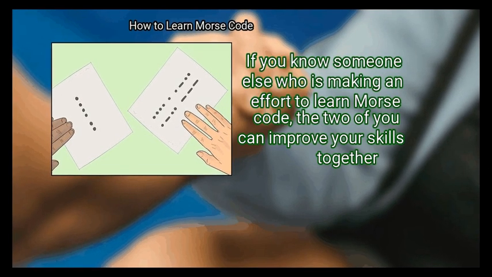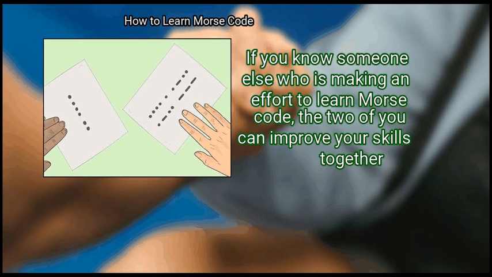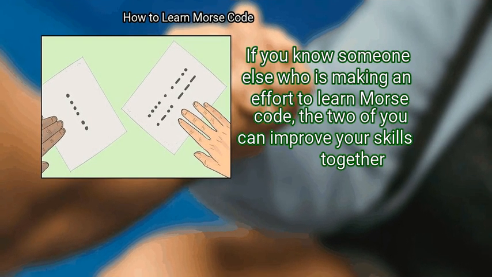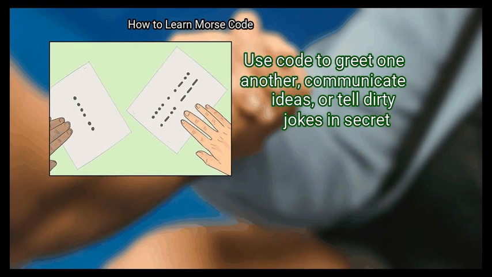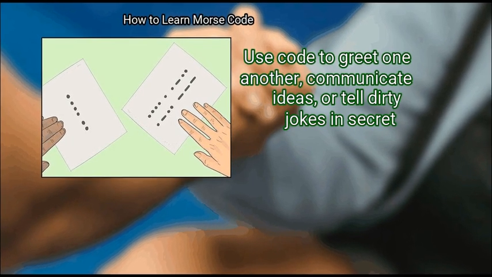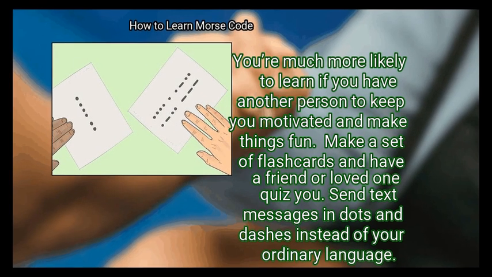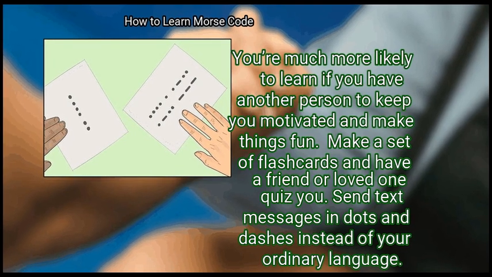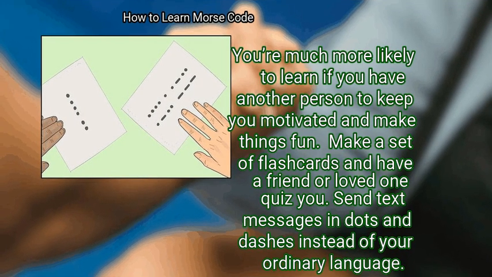If you know someone else who is making an effort to learn Morse code, the two of you can improve your skills together. Use code to greet one another, communicate ideas, or tell dirty jokes in secret. You're much more likely to learn if you have another person to keep you motivated and make things fun. Make a set of flashcards and have a friend or loved one quiz you. Send text messages in dots and dashes instead of your ordinary language.